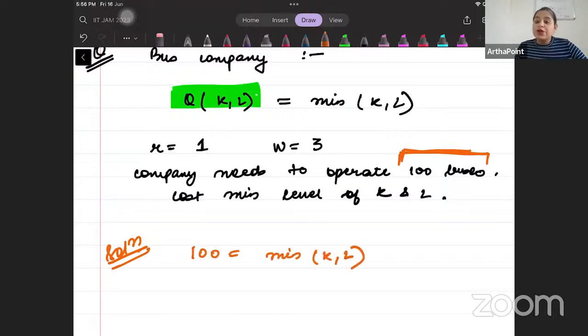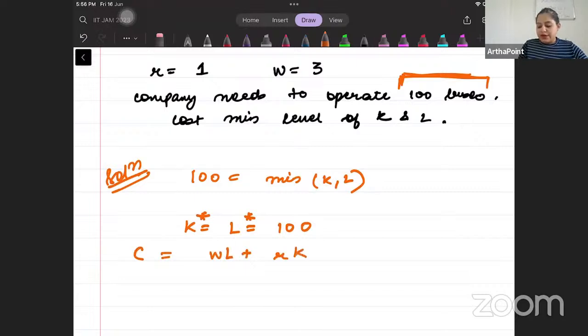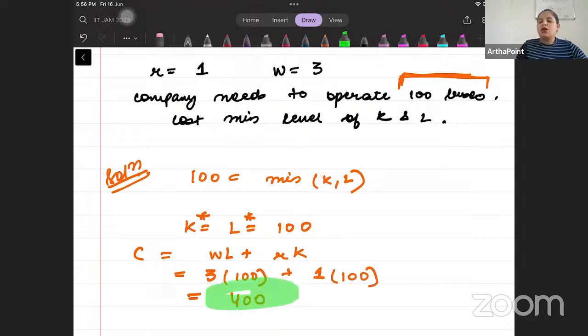You always produce at the kink. So K is equal to L is equal to 100. This will be your equilibrium. What is cost, beta? Cost is WL plus RK. W is 3, R is 1, L is 100, K is 100. So the minimum cost that you will be incurring will be 400. And that is the answer to this question.